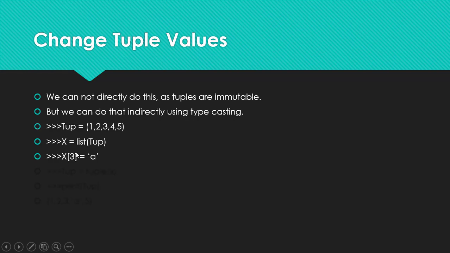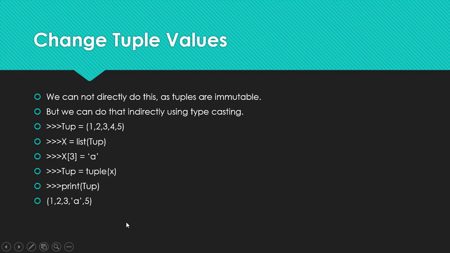Then if I want to change the element at index number 3 of the list, I simply assign the value which I want to change it to. Then I have made the modification in the list. Then I have converted the list into a tuple again using the tuple construct, and then given it to the TUP variable and then simply printed the tuple. Then we have the modified tuple.